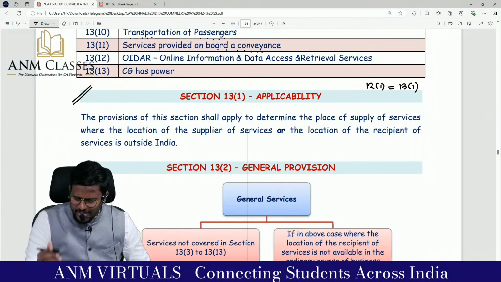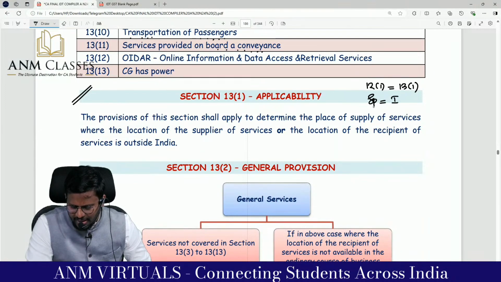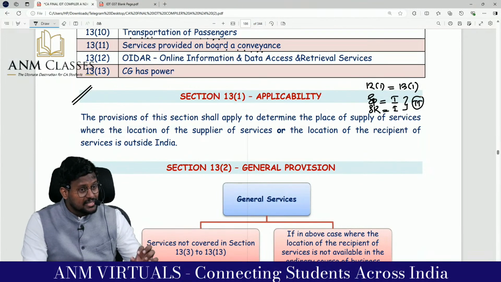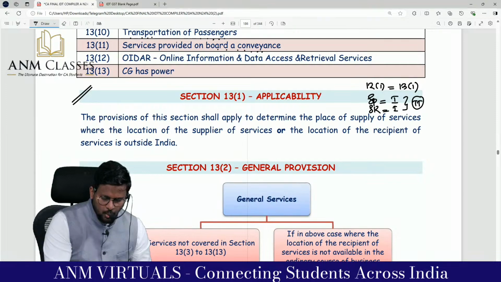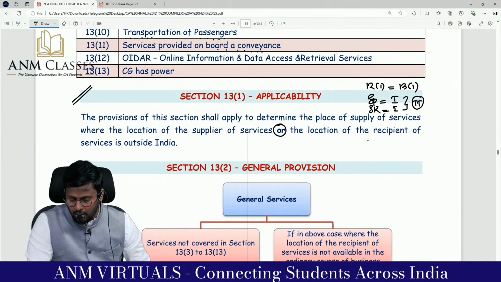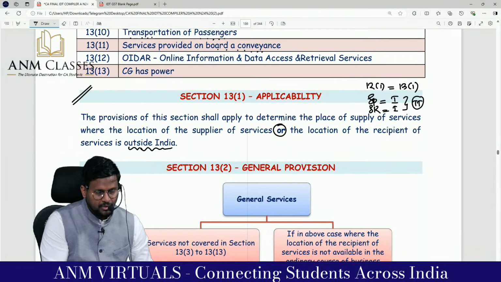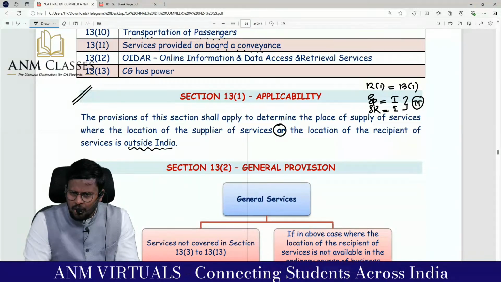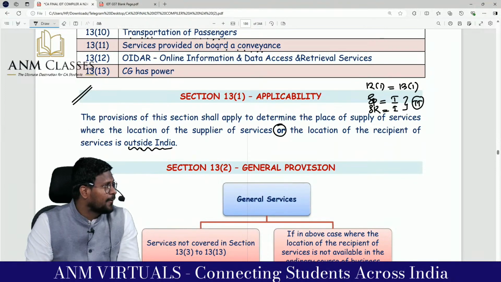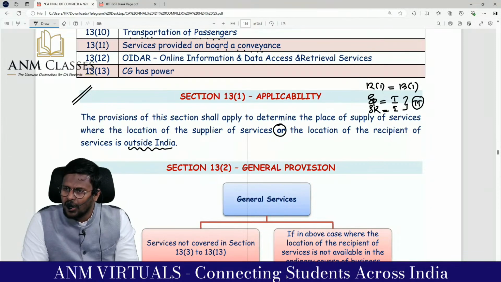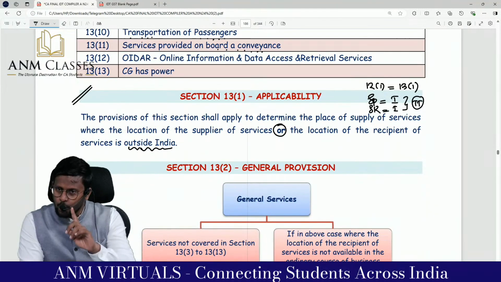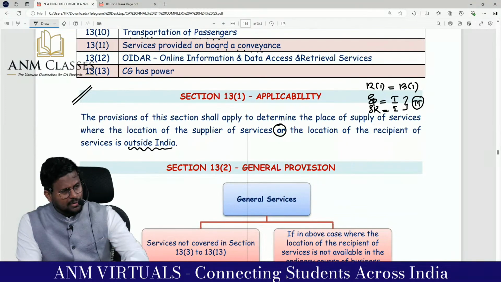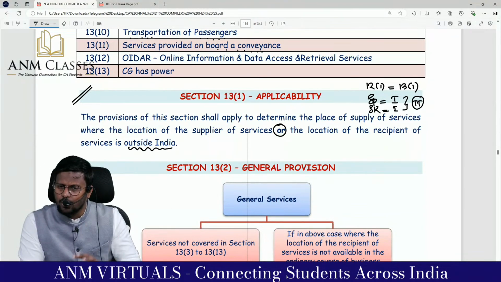That means the service provider should be in India and the service recipient should also be in India; both should be in the taxable territory. Only then the provisions of this section shall apply to determine the place of supply of service. Where the location of the supplier of service or the location of the recipient of service is where? That means if either the service provider or the service recipient is situated outside India, provisions of section 13 will be applicable. If both are outside, why do you look at place of supply? If both are inside, look at 12. If either one of the two is outside, look at section 13. Are you all really with me?